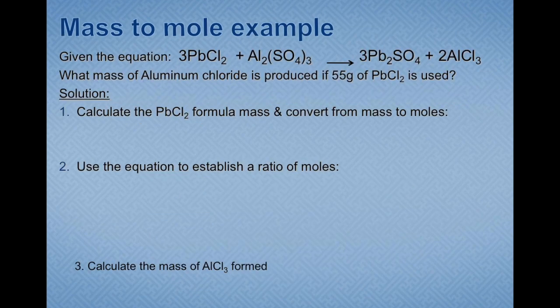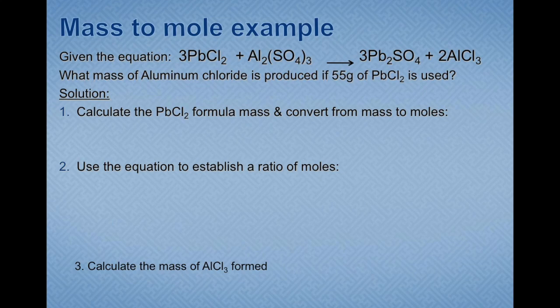Okay, let's do an example where we have lead chloride reacting with aluminum sulfate to form lead sulfate and aluminum chloride. So this is a displacement reaction. And the question asks, what mass of aluminum chloride is produced if 55 grams of lead chloride is used? So the first thing we're going to do is calculate the formula mass and convert from mass to moles.